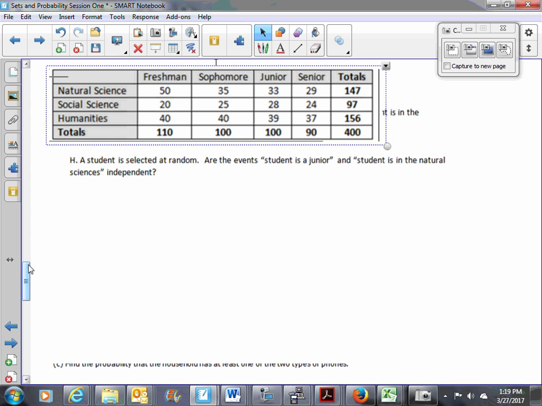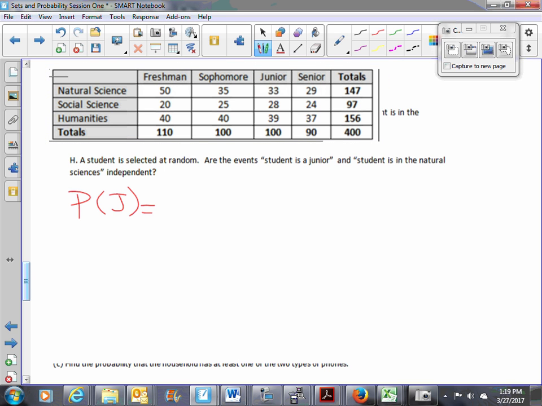Okay. A student is selected at random. Are the events student is a junior and student is in natural sciences independent? Now, the probability the student is a junior is, once again, 100 over 400, or 1/4. The probability the student is in natural sciences is 147 over 400.